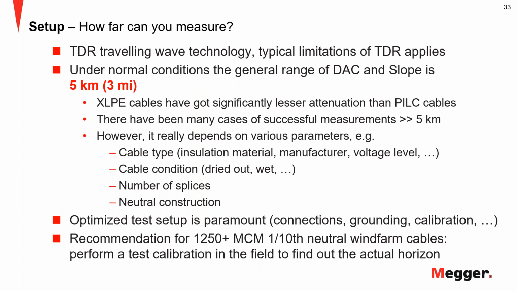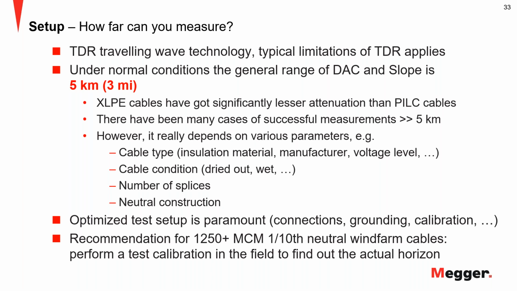Then a typical practical aspect for the setup is, how far can I even see? I calibrate, so what is my measurement horizon, so to speak? The traveling wave method is subject to typical TDR limitations. You suffer attenuation and dispersion of the pulses, the signals. It really depends. As a very average rule of thumb, 5 kilometers. We've had cables where we measured far beyond that, and we had very short cables, 1,500 feet, where you could not even see the far end of the cable because the attenuation was so high.